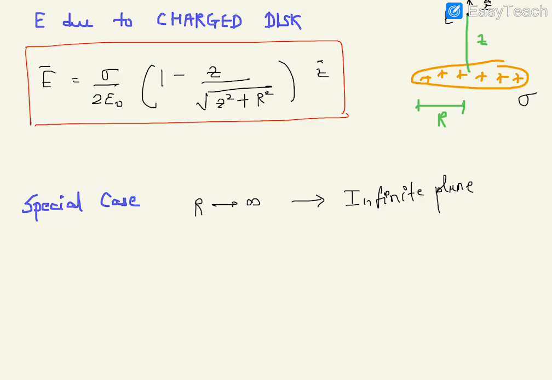And if I work on this, if I put my R as infinity in this particular expression, this ratio will reduce to 0 and my E will become sigma by 2 epsilon. There are different ways to calculate the electric field of an infinite plane, but this is one way where you can confirm that it's equal to sigma by 2 epsilon.